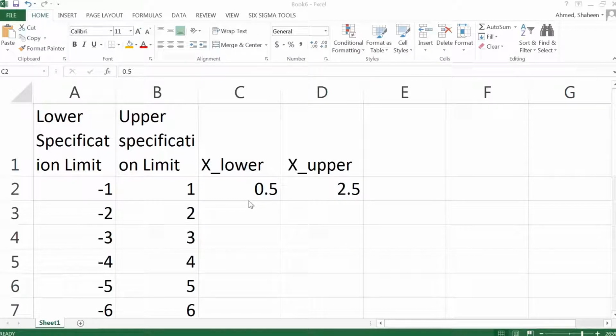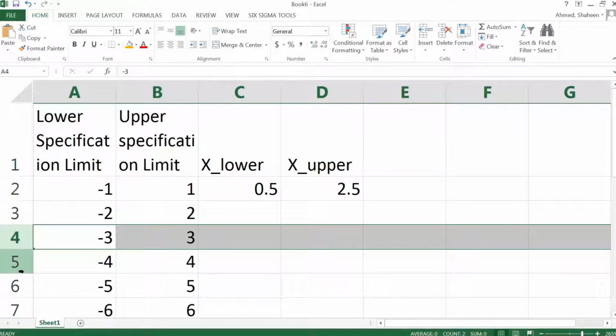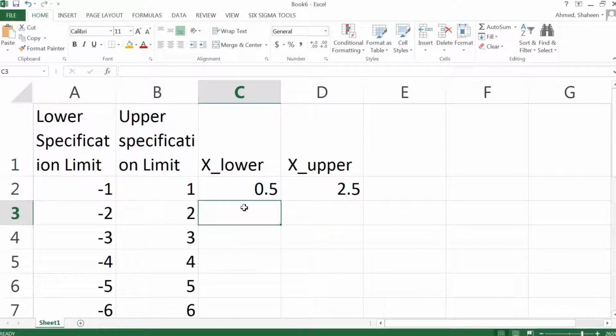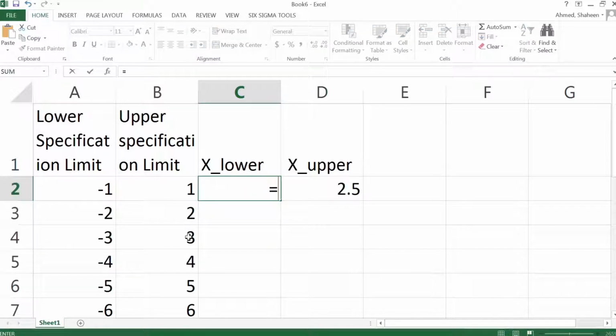So let's go back. Now I would like to make a formula so that I don't have to calculate each of these manually to find their new corresponding numbers. So you see that minus 1 becomes 0.5, 1 becomes 2.5. So I'm looking at a formula something like this, minus that new shift, like that.